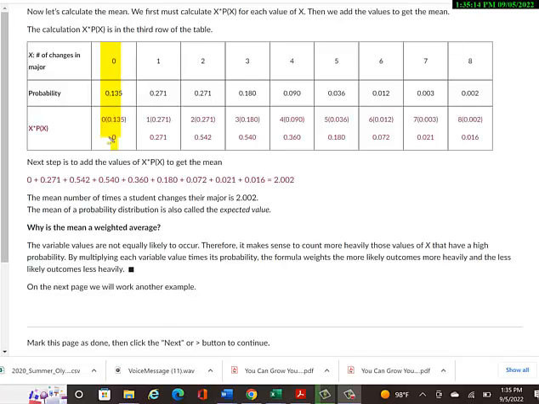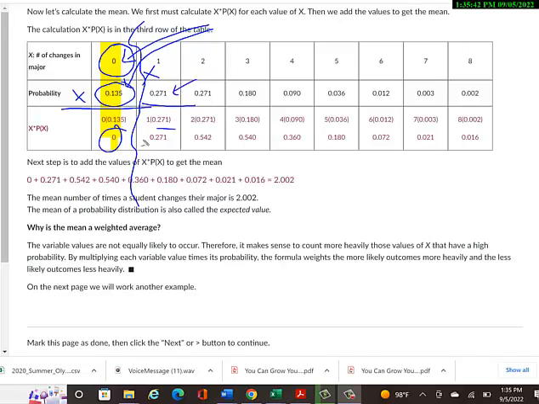For each of these, the probability of the number of changes in major being 0 was from the previous data table. I multiply these two numbers, the number of times I change my major by the probability of that, and I get the number below, 0. And then same thing here. I'm going to multiply 1, which is the number of changes in major in this column, by its probability, 0.271, and I get 0.271. I'll do the same for each of these. I multiply the number in the first row by the number in the second row in each particular column, and I get a new number.